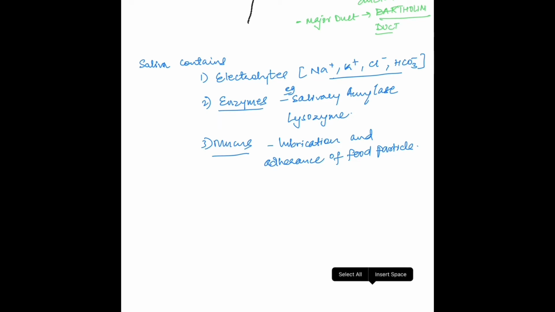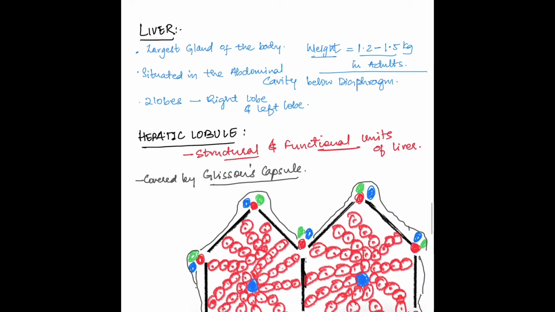Let's look at the composition of saliva. Water is the major component of saliva. Saliva also contains electrolytes like sodium, potassium, chloride, and bicarbonate, enzymes like salivary amylase and lysozyme, and mucus. So let's move on to liver.